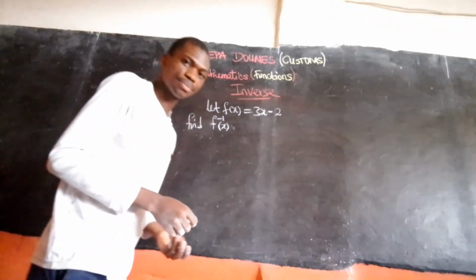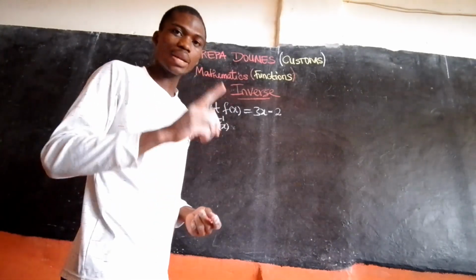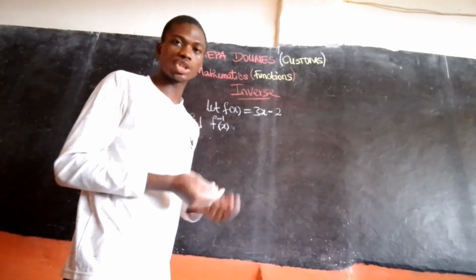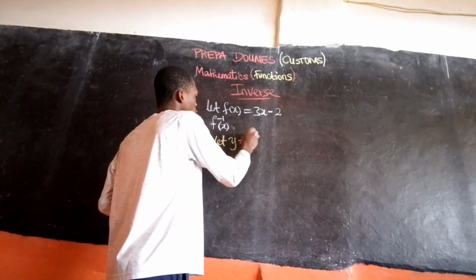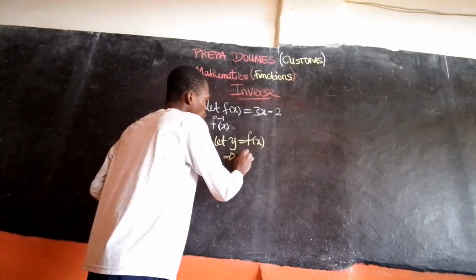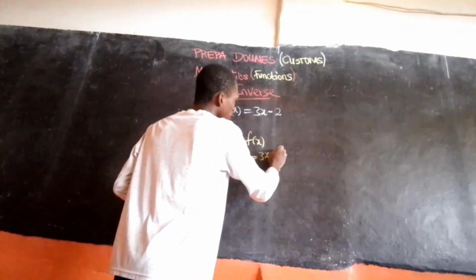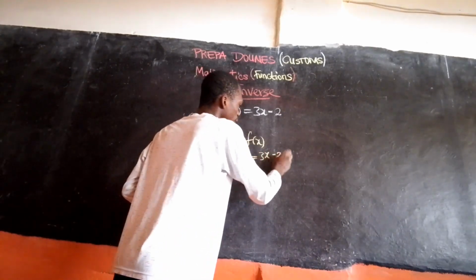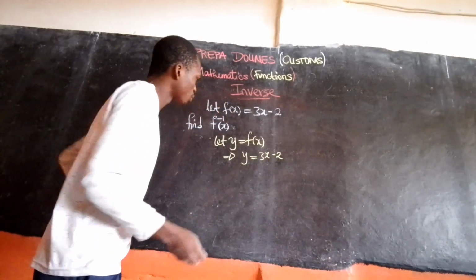Step 1. I repeat, step 1, let y be equal to the function that I've given you. So the first thing I'll do is let y be equal to f of x. This simply means that y is equal to what? f of x. f of x is 3x minus 2. That's the first step.